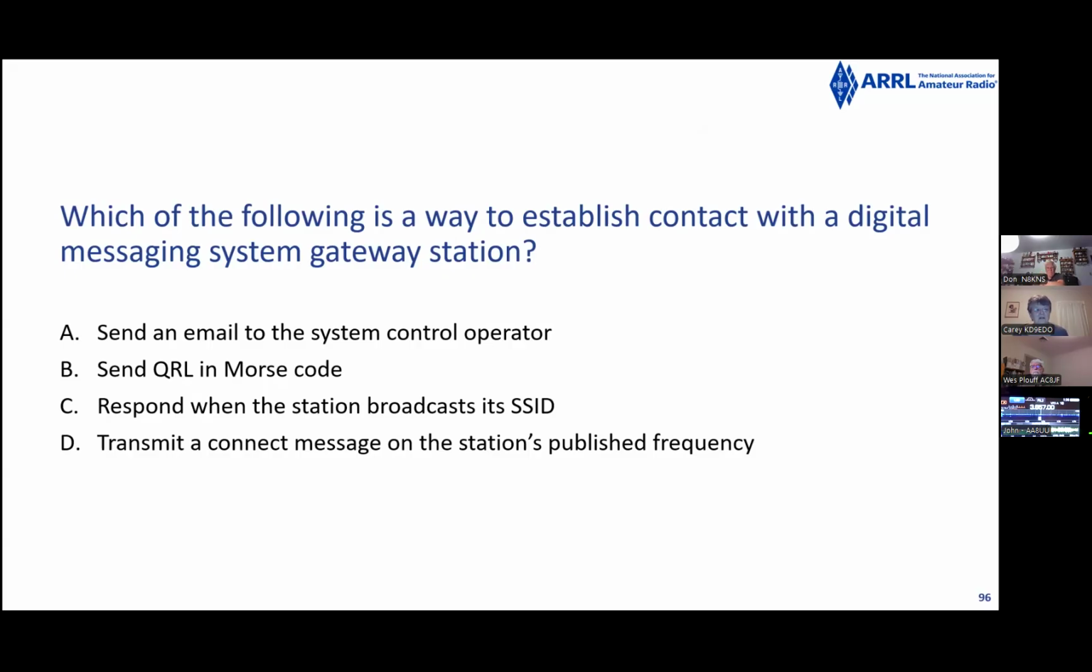Probably D. Yeah, the answer is D, because a gateway station is automated. The only way you can do it is to follow the proper protocol that it's listening for, which includes the right frequency that it's listening on and the right kind of message to start a session. The SSID is actually a Wi-Fi term.